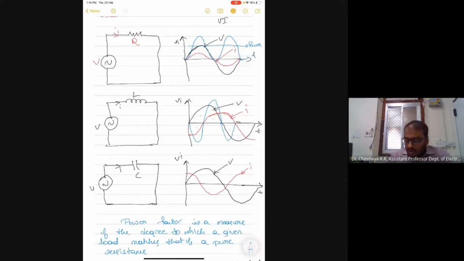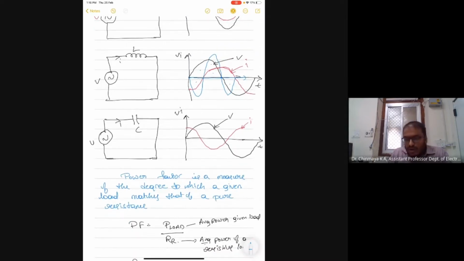This goes on. As you can see here, as it is a sinusoidal waveform, the average power of this circuit will be 0. In a pure inductive circuit, the inductor does not absorb any power. Similarly, in a pure capacitive circuit, when the current is positive and the voltage is positive, the power is positive. At this instant, voltage is positive and the current is negative, so the power will become negative. It goes on, so even in a pure capacitive circuit, the average power will be 0.